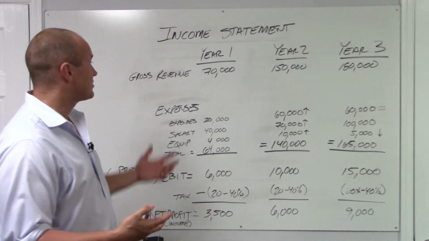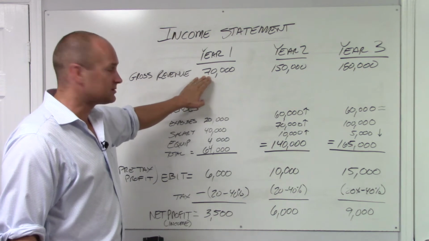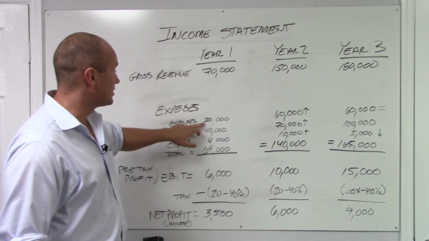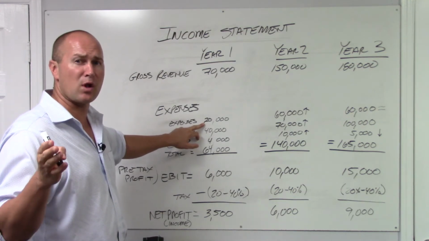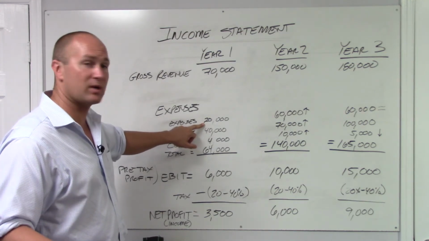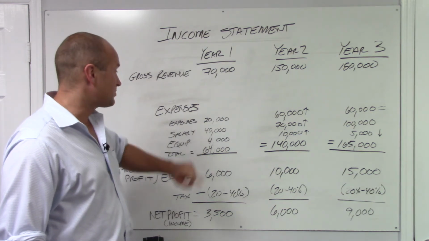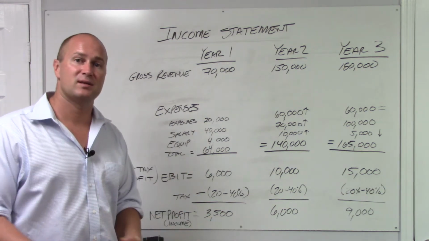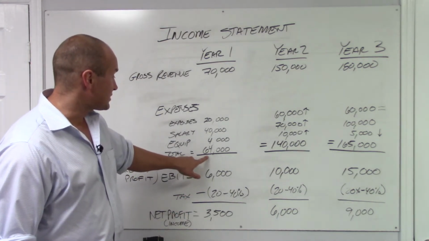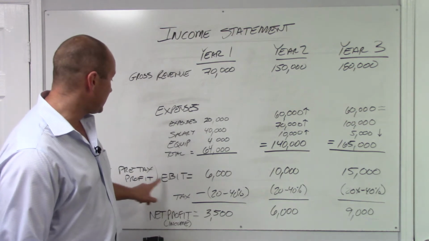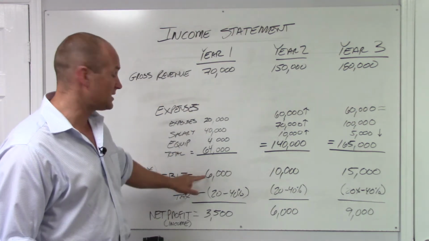Okay, so let's go over a year 1 example. We'll stay with the same numbers initially. We generated $70,000 in sales. Your expenses, you're in a small 1-room place just leasing out for 1 year, so your expenses are going to be $20,000. You're going to pay yourself a salary of $40,000. You spent $4,000 on equipment, anything, name it. So your total expenses are $64,000. So your pre-tax profit, or your EBIT, is $6,000.